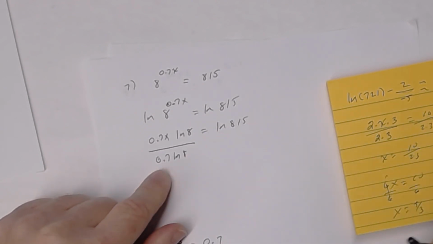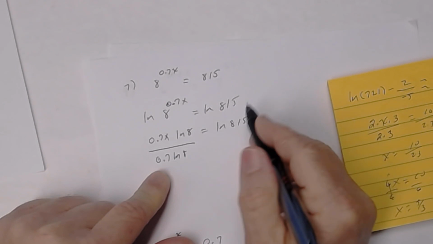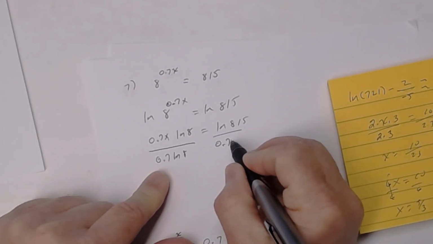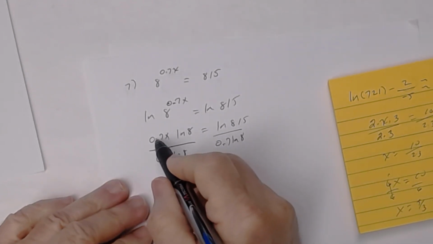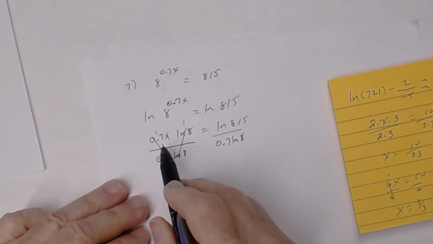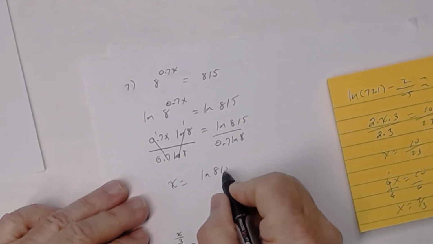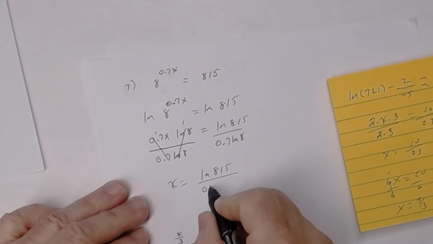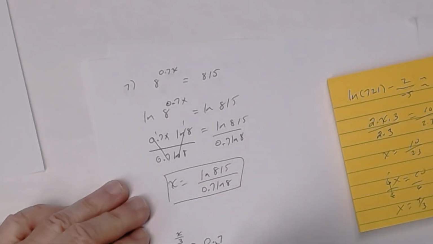Do not use your calculator yet, because remember, you want to find the exact answer and then approximate your final answer. All right, so I'm going to divide both sides by 0.7 times the natural log of 8. Okay, now the 0.7s divide out, the natural log of 8s divide out, and all you're left with is x. So you get x equals the natural log of 815 divided by 0.7 times the natural log of 8, and that is your exact answer.